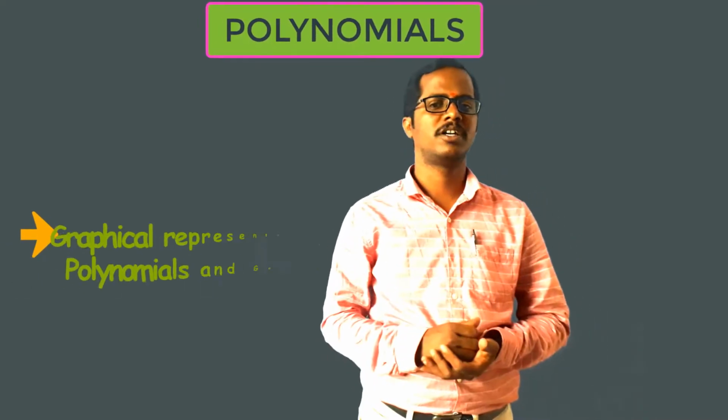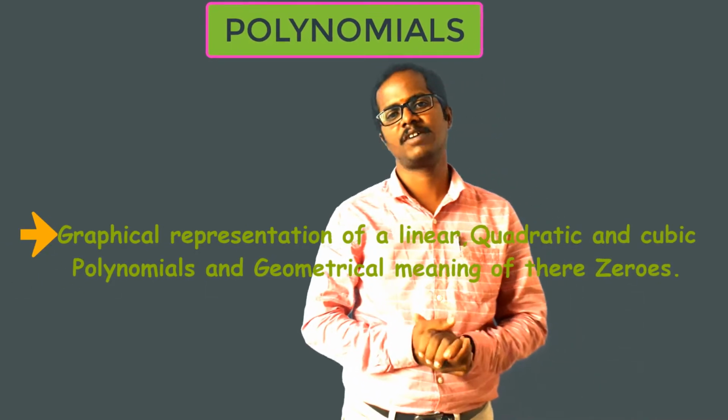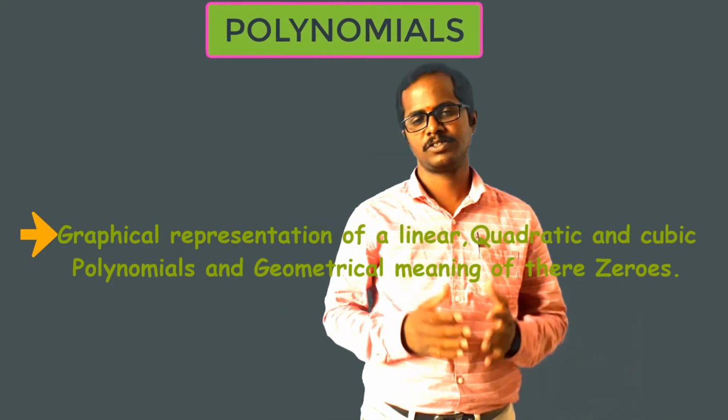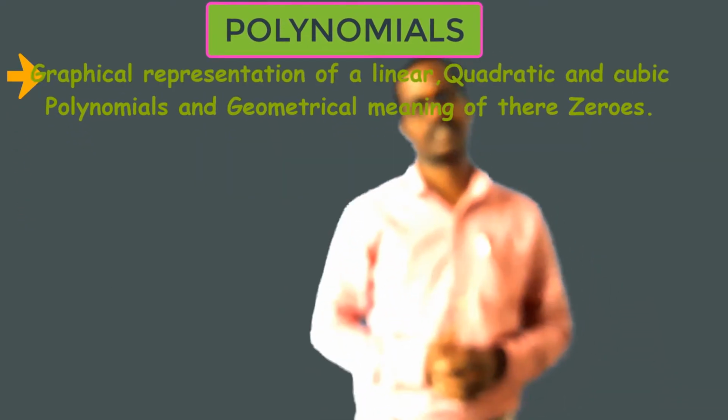This is Bhaskar Bora. We are discussing third chapter polynomials from 10th class mathematics. As part of this chapter, in our previous video, we discussed the graphical representation of linear, quadratic and cubic polynomials and also the geometrical meaning of its zeros. And today in this video, we are going to discuss the example problems which are given before exercise 3.2.